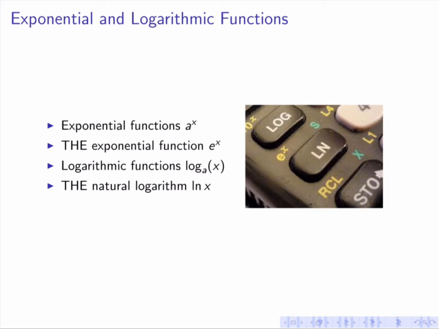So in this video I will talk about the exponential function a to the x, and then the exponential function e to the x, where e is Euler's number, the logarithmic function to a base a, which is written as log_a of x, and then the natural logarithm, which is ln x. So the red circles here indicate two of the most important functions which appear not only in mathematics but also in science.